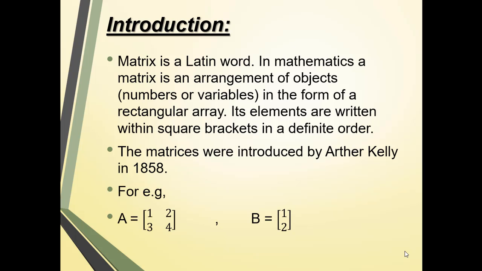For example, we have given two examples. Matrix A contains 4 elements and matrix B contains 2 elements. So we can also define a matrix like this: if the elements are combined in a square bracket in the form of rows and columns, that is also known as a matrix.